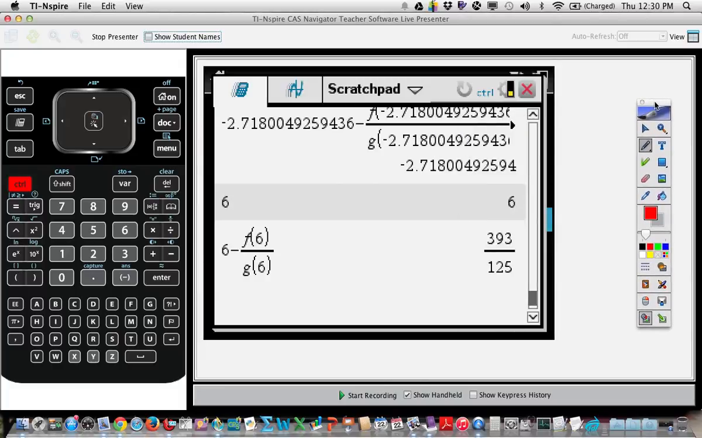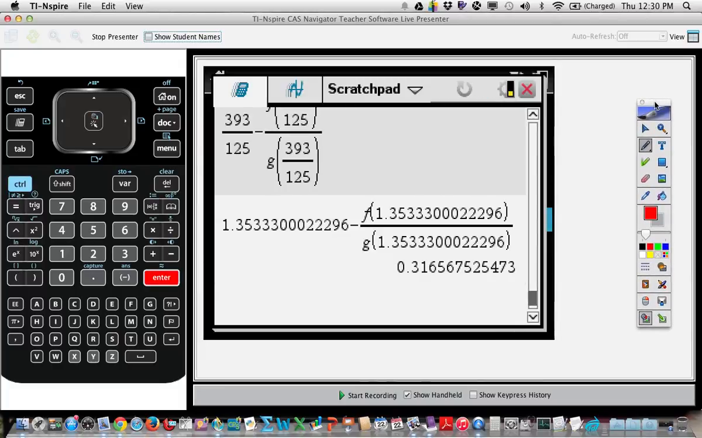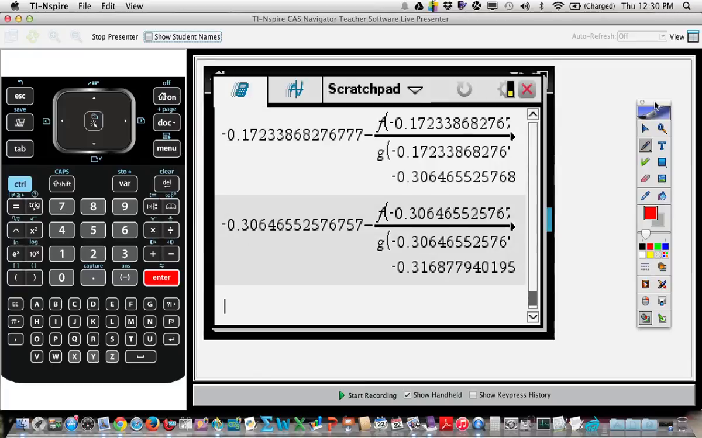Okay, keep going, Allie. Keep hitting enter. Let's get decimals. Go ahead, enter, enter, enter. And there, eventually, we find one of the roots. That doesn't look right.